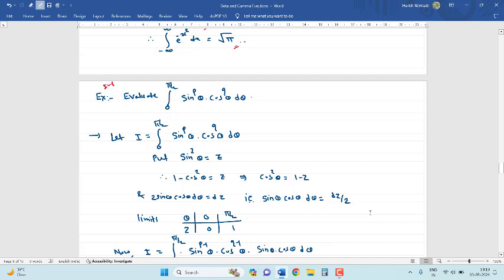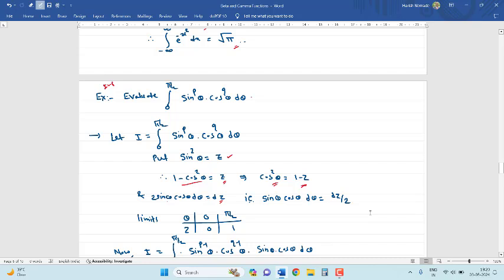Now here we use a substitution. Put sin square theta equal to z. But sin square theta is 1 minus cos square theta, so 1 minus cos square theta is equal to z. From that we get the value of cos square theta is equal to 1 minus z. By differentiation, 2 sin theta cos theta d theta is equal to dz, that is, sin theta cos theta d theta is equal to dz upon 2.